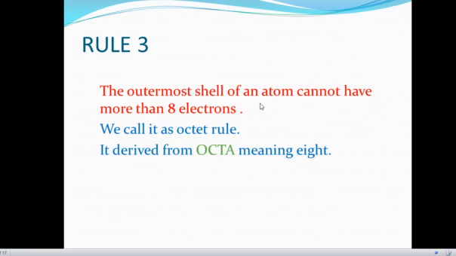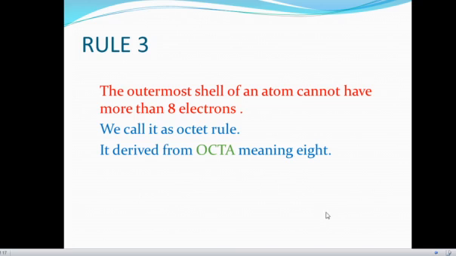It is called the octet rule, derived from the number octa. There is some magic in the number 8. What is so special? Having 8 electrons in the outermost cell of an atom makes it more stable. If an atom has 8 electrons in its outermost cell, it never undergoes any more chemical reaction because it is a stable state of an atom. So these are the 3 rules given by Bohr and Bury.